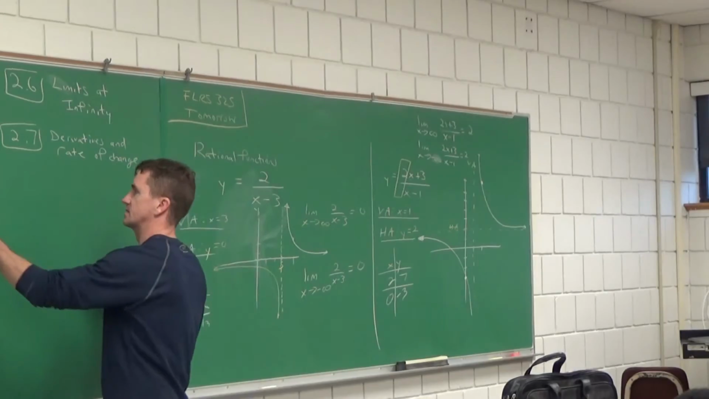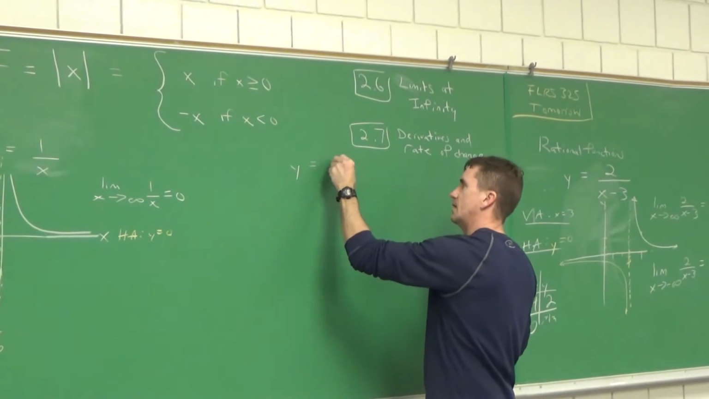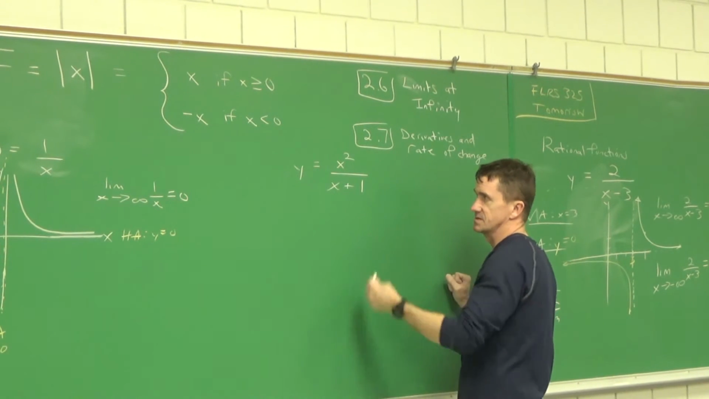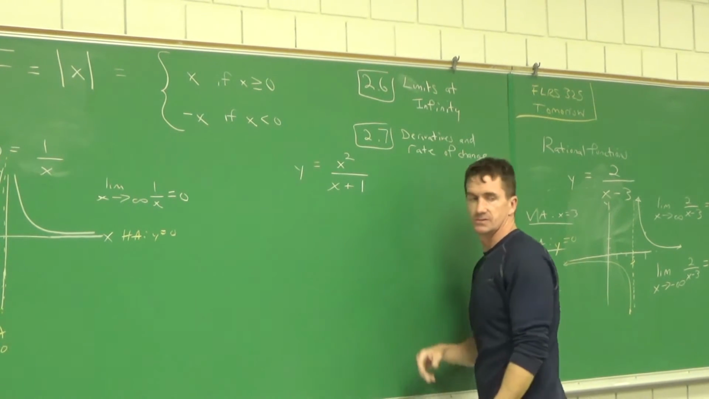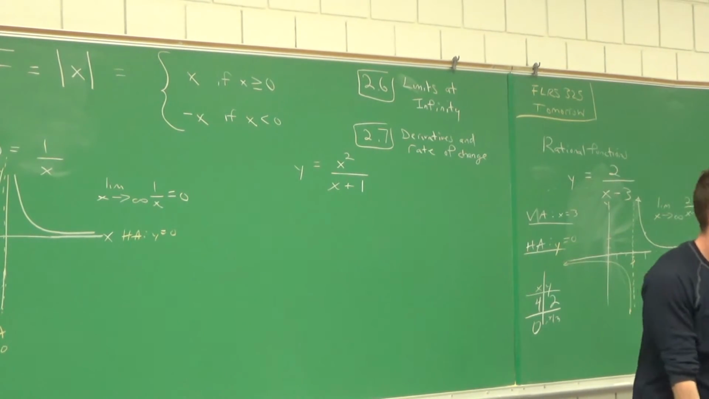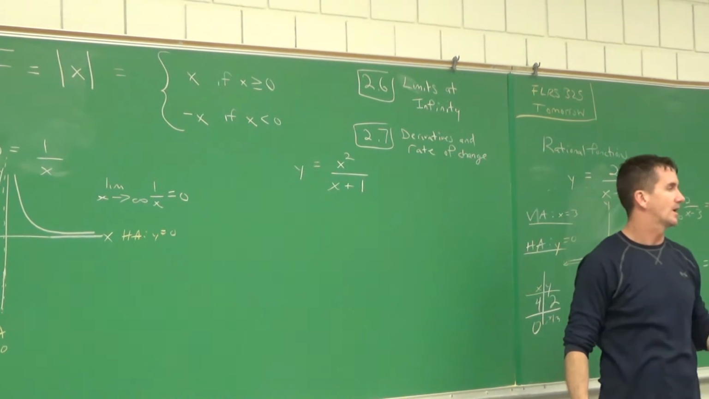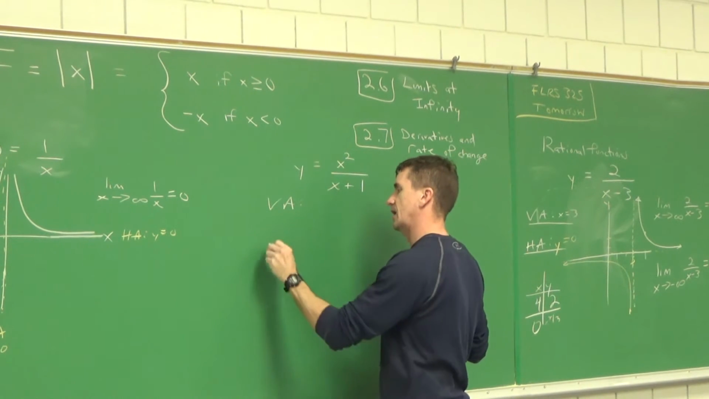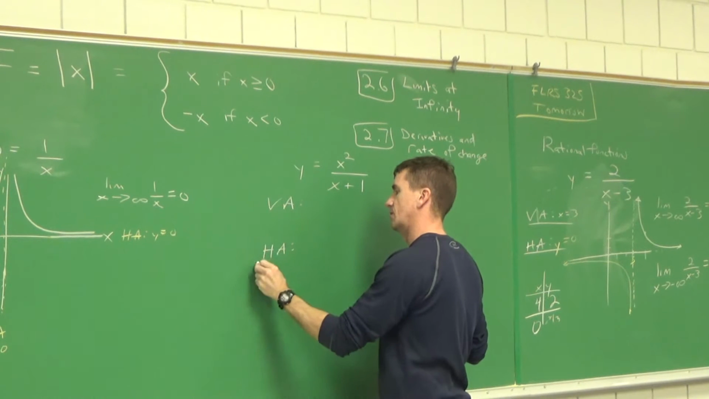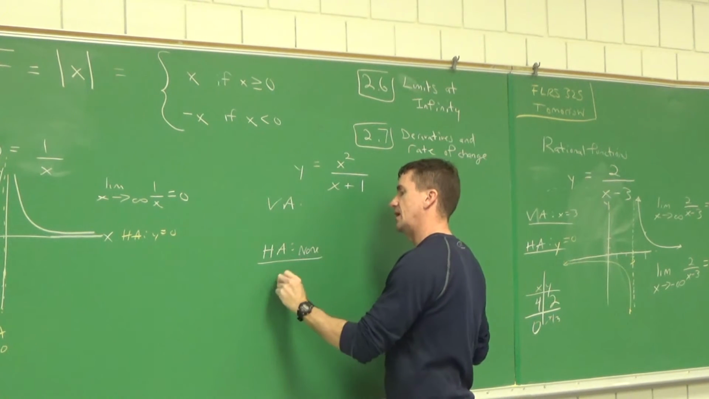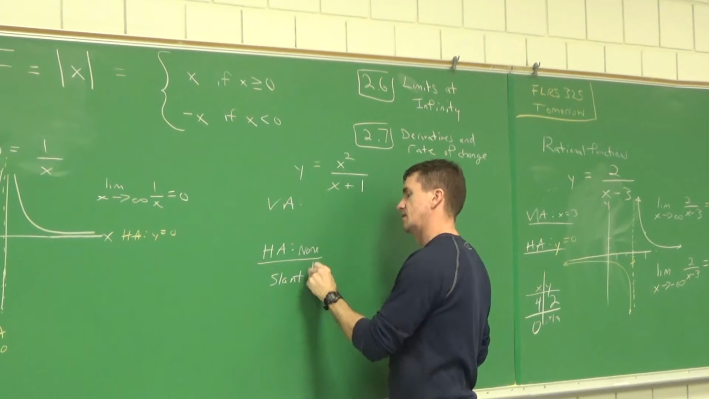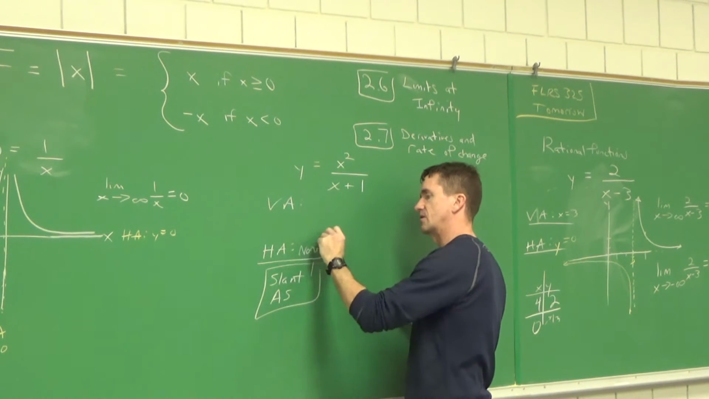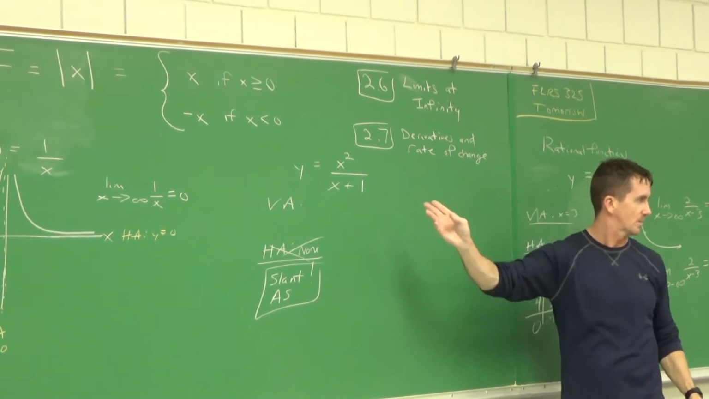So just something like this. How about y equals x squared over x plus 1? Something just as simple as that. That's a rational function. F of x equals x squared, but the highest power is on the top. Well, let me just get to this one. It doesn't have a horizontal asymptote. It has a slant. And when the highest power is on top, it has a slant asymptote.